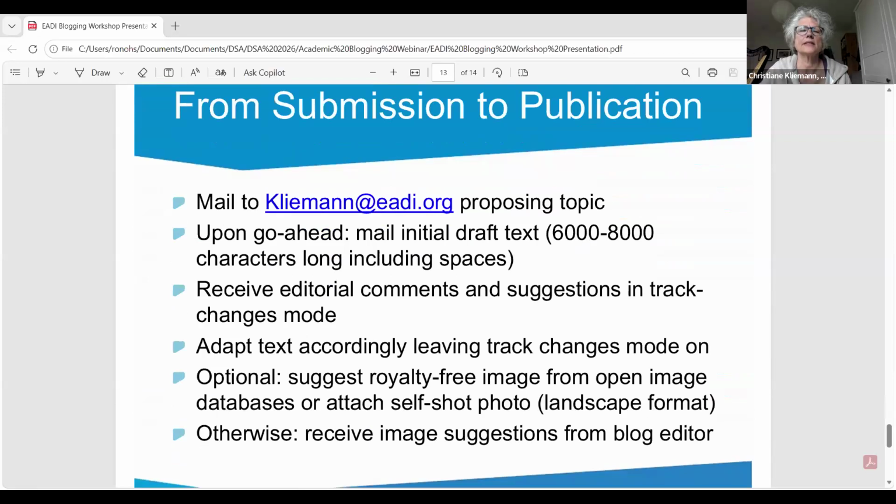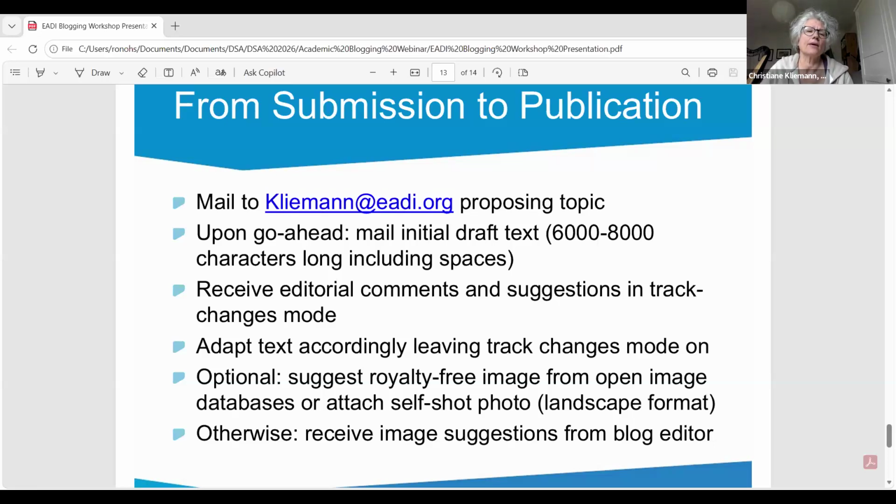If people are interested in writing for our blog, they can mail directly to me, but my mail address is also on the blog. You can mail me and propose a topic. If we say, okay, that's great, I'd love to publish that, we normally have posts between 6,000 and 8,000 characters long, including spaces. I come from journalism, so that's where we count in spaces and not in words.